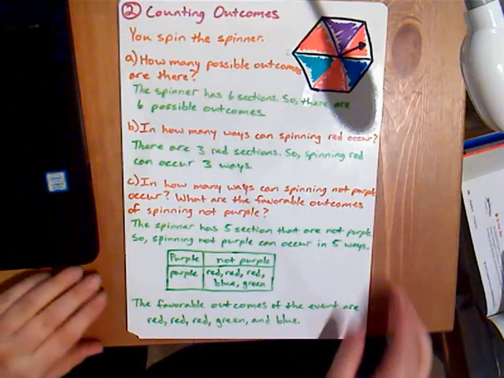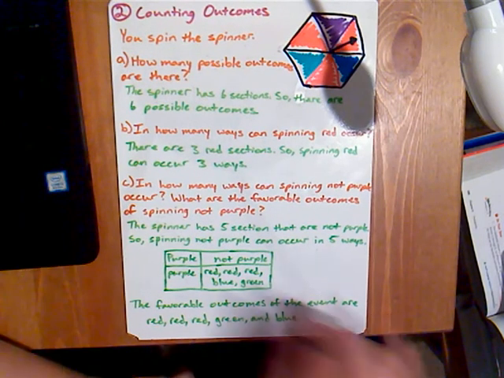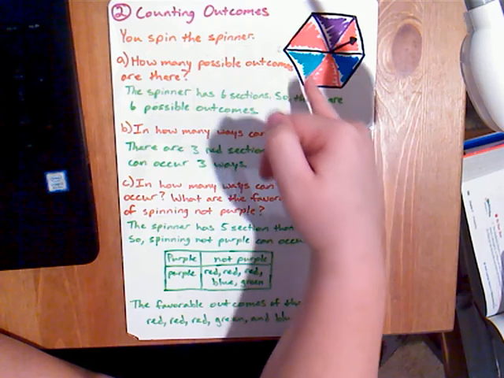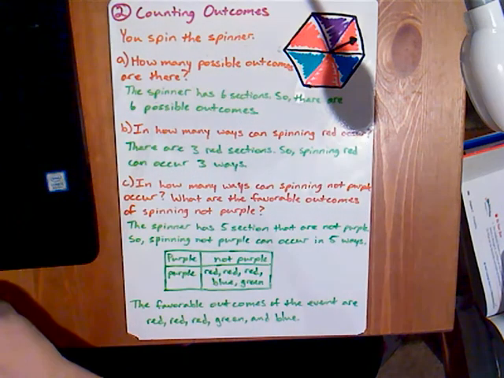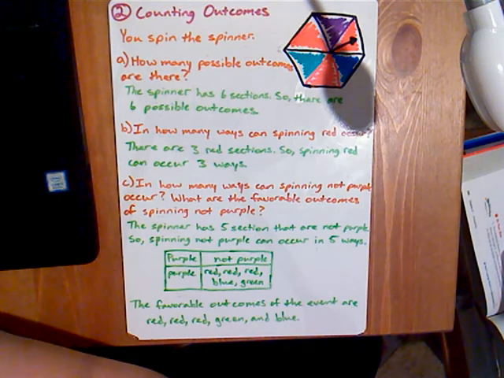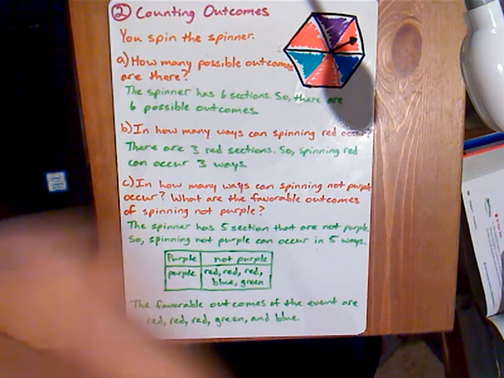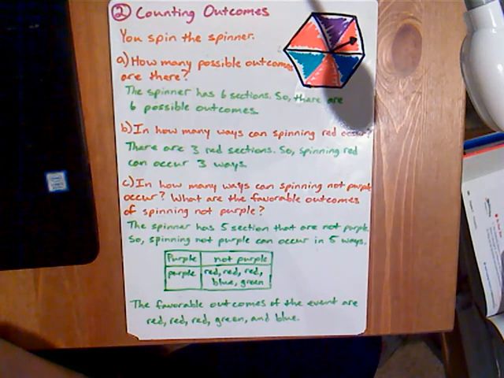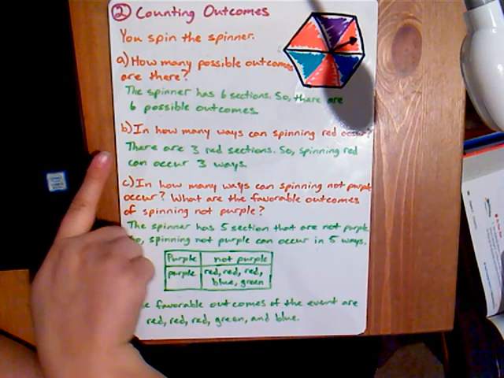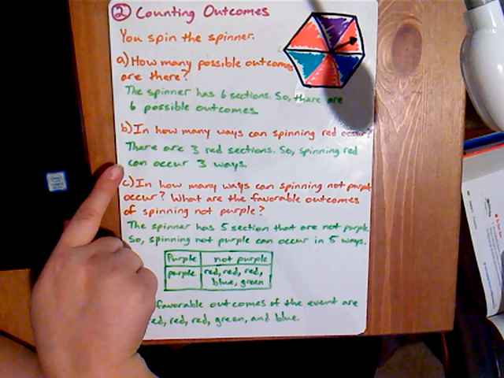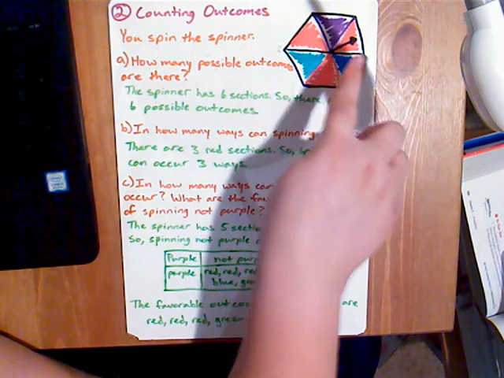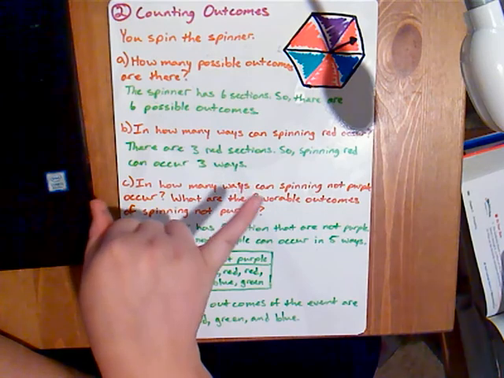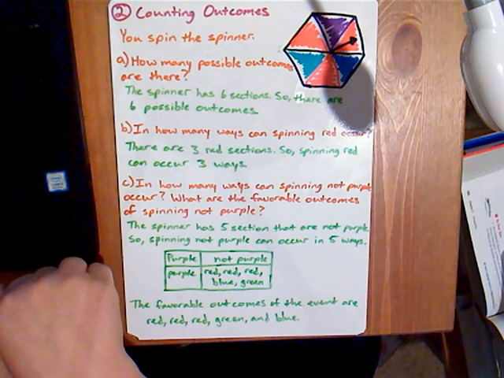Next, we're going to look at counting outcomes. This time we're using a spinner. Our spinner has purple, red, blue, red, green, and red. So you spin a spinner. Letter A wants to know how many possible outcomes are there. This spinner has 6 sections, so there are 6 possible outcomes. Letter B, in how many ways can spinning red occur? Our spinner has 3 sections that are red, so spinning red can occur 3 different ways.